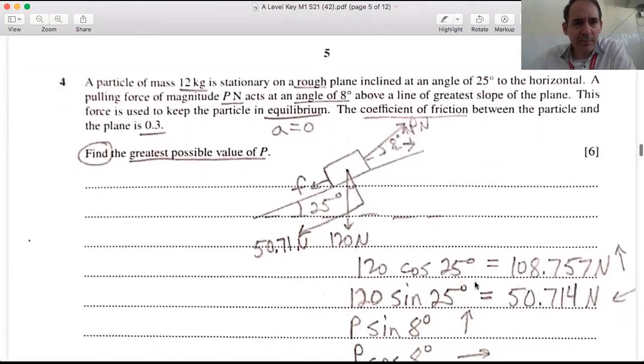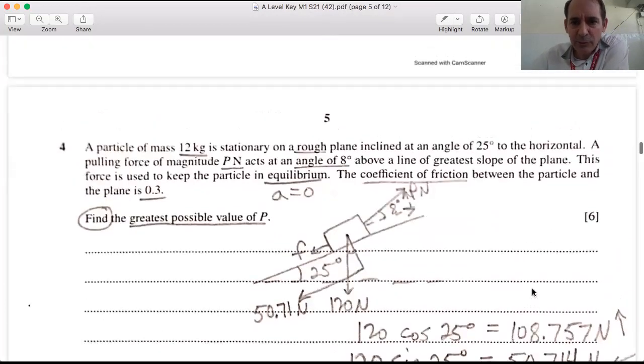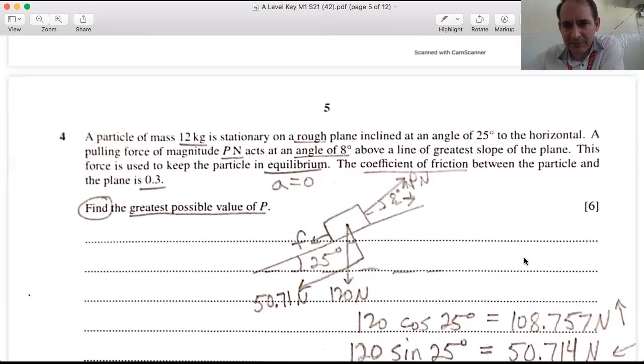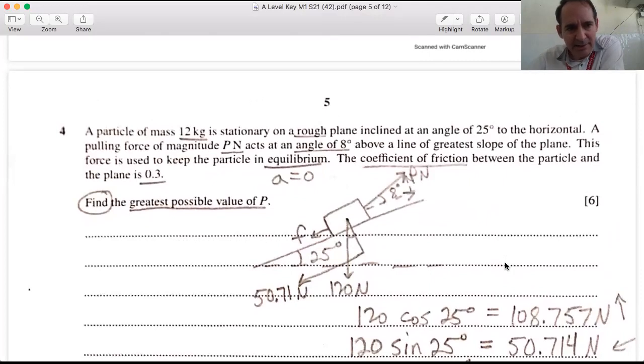Question number 4. A particle of mass 12 kilograms is stationary on a rough inclined plane at an angle of 25 degrees to the horizontal. A pulling force of P newtons acts at an angle 8 degrees above the slope of the plane. This force is used to keep the particle in equilibrium. Equilibrium means that there's no acceleration, which also means there's no net force. The coefficient of friction between the particle and the plane is 0.5. Find the greatest possible value of P.